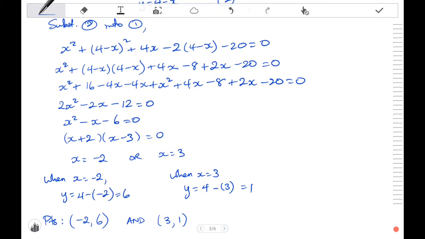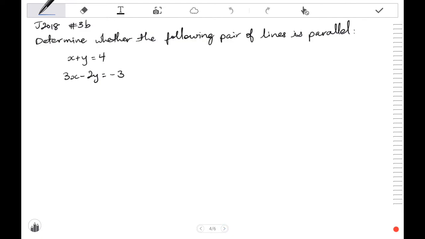Alright, so let's move on to another example. This one is June 2018, number 3b. Determine whether the following pair of lines is parallel. So they give us the equation of two lines here. Remember, we're just going to read the question and analyze what it's asking. Now we see lines being parallel. So the first thing we should recall is what we know about parallel lines.